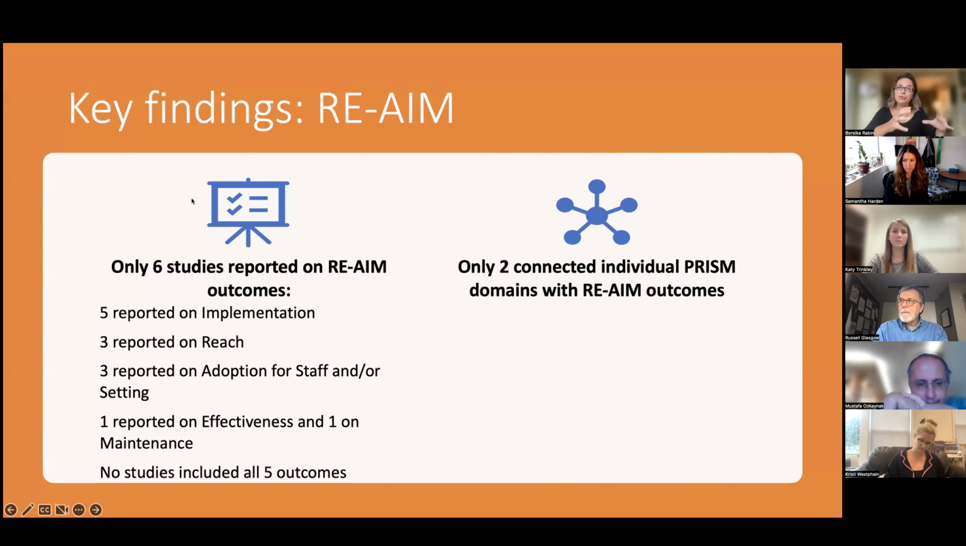And then in terms of the REAIM part of it, very interestingly, only 6 of these 23 studies reported on REAIM. So when people used PRISM, they primarily operationalized the context domains and often forgot about the REAIM part, which was very interesting to us because we were thinking REAIM is more known. That would be a natural thing that gets operationalized. And if you get into the details, only 2 of these 6 actually connected in some way the context domains with the outcomes. So there is a lot to be done there.